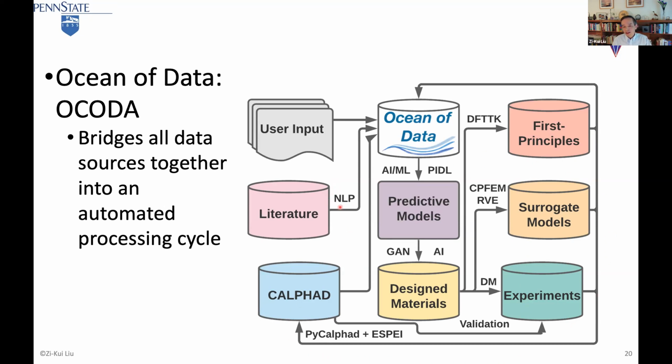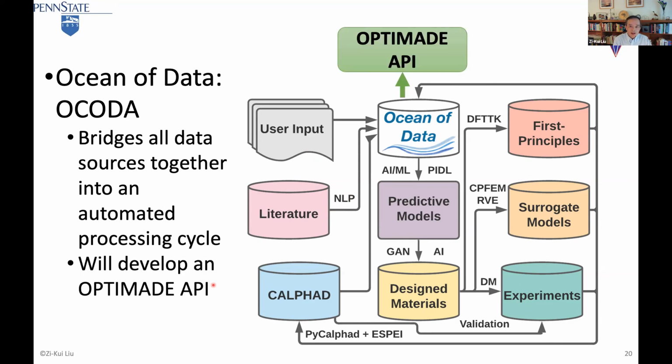We're also doing natural language processing to get the literature data into our database. And of course, we hope users can input data too. We are in the process of developing an API. OPTIMADE, I think, is a great idea. When I heard about this group, I was so fascinated. I think it's a fantastic idea to put it together. So we are also going to develop an API with the standard you developed. With that, I want to thank you for your attention.